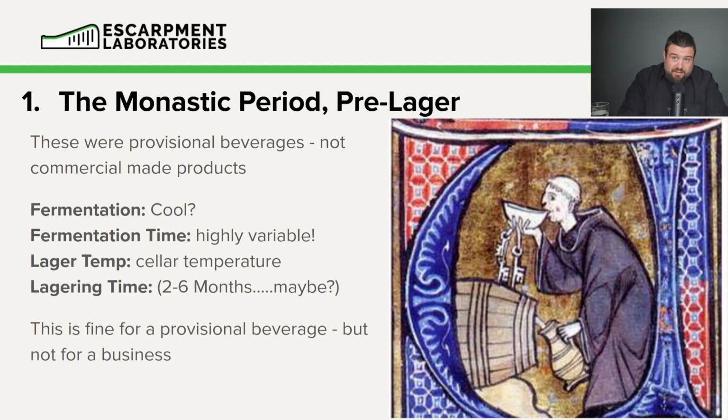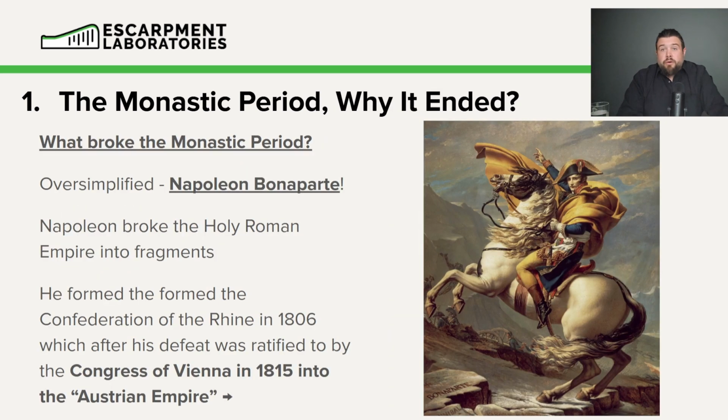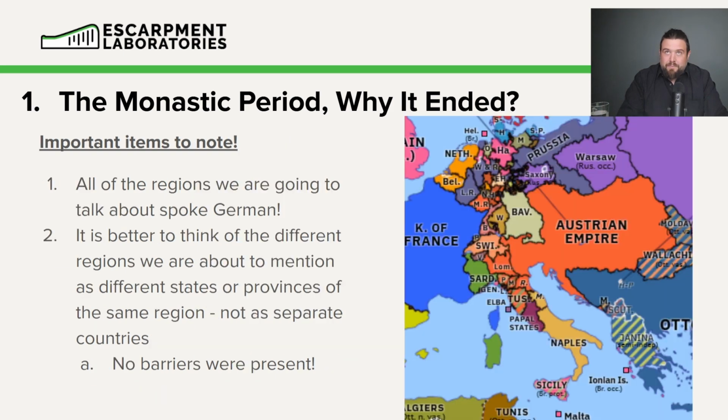So what broke the monastic period? What switched humans from brewing this kind of uncontrolled way into something more streamlined? In short, Napoleon. Now, this is oversimplified. Napoleon broke what was known as the Holy Roman Empire into fragments. Now, the Holy Roman Empire was housed in Vienna, which becomes important a little bit later. He formed the Confederation of the Rhine in 1806, which after his defeat was ratified by the Congress of Vienna in 1815 into the Austrian Empire. That will become important shortly.